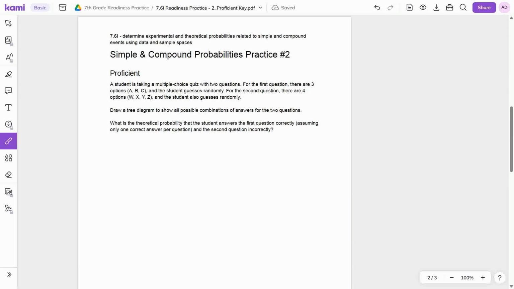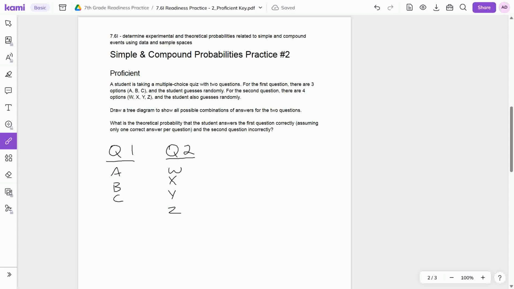All right, problem 2, we're taking a multiple choice quiz, and for Q1, we've got 3 choices, right? We've got A, we've got B, and we've got C. And then for question 2, we've got 4 choices. And to make them slightly different, we're going to do W, X, Y, and Z.